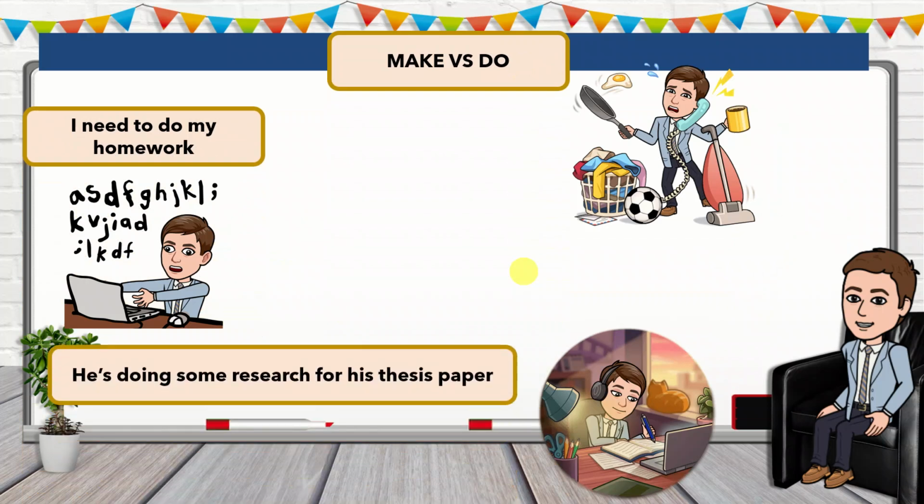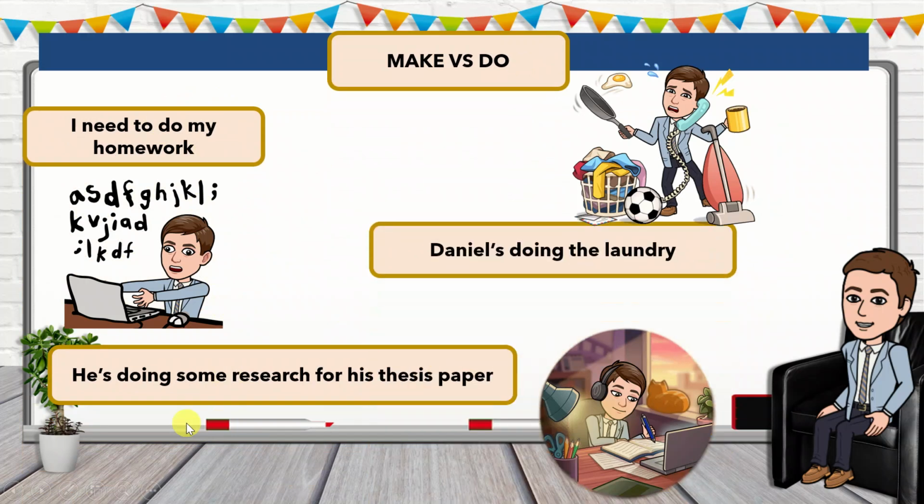On the other hand, we use do for actions you must do, like jobs or work, and for general activities, especially activities that you repeat often. For example, I do my homework. He's doing some research for his thesis paper. Daniel's doing the laundry. You can also use do to replace verbs that are very common and that you already know, that are used with certain noun phrases. For example, do the washing up, and this is very common in British English. Do the cleaning.